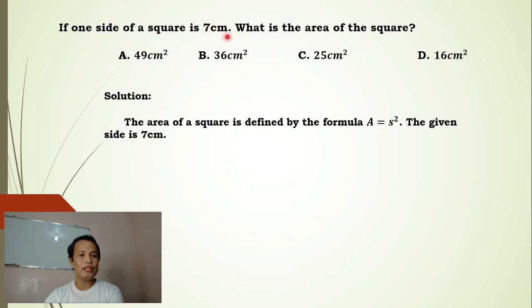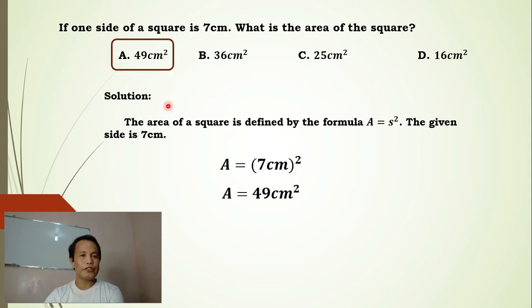Since we are given the side of a square, which is 7 centimeters, and the formula in finding the area of a square is S squared, we have A equals, and we substitute the measure of the side, 7 centimeters. So this is the S. Then we square 7 centimeters. The square of 7 is 49. So the area of the given square is 49 centimeters squared. Of course, the correct answer is letter A.